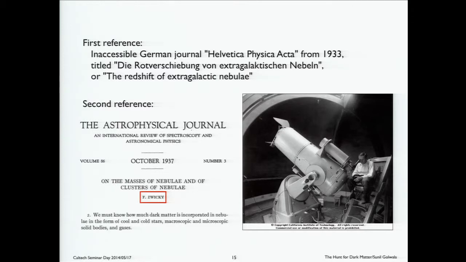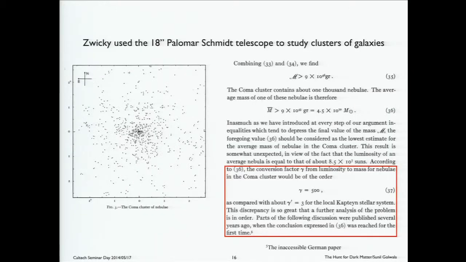His first paper is totally inaccessible. It's in some German journal with a very strange title in German. But I was able to find the second paper, which was from 1937 from Astrophysical Journal, using measurements that he made using the 18-inch Schmidt telescope on Palomar Mountain. So there he is in a posed picture. And what he did was he looked at a cluster of galaxies called the Coma cluster. This is one of the nearest very massive clusters of galaxies.